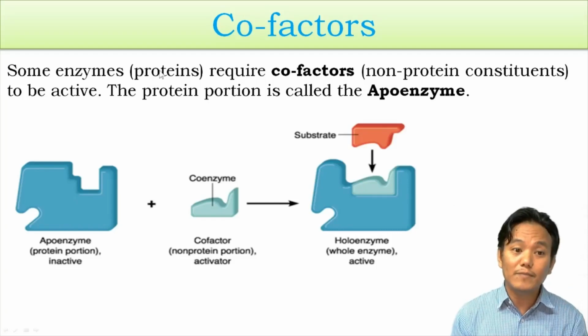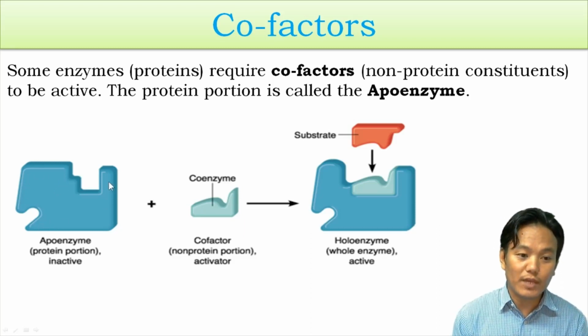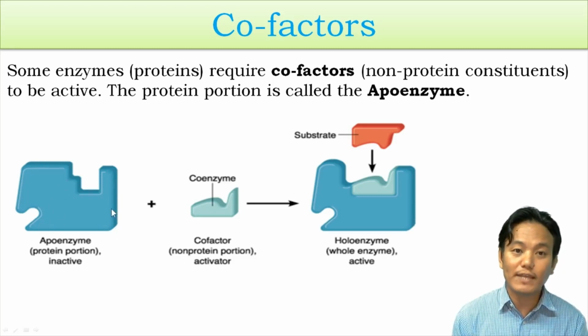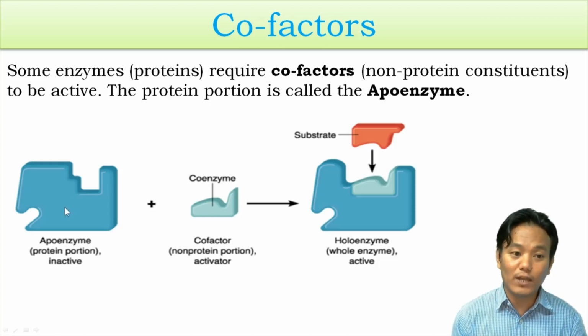Now some enzymes, which are proteins, require something called cofactors, non-protein constituents, to be active. The protein portion is called the apoenzyme. The protein portion of the enzyme is called the apoenzyme, and the apoenzyme is inactive. It cannot catalyze the reaction or act on the substrate. The non-protein constituent is called the cofactor.